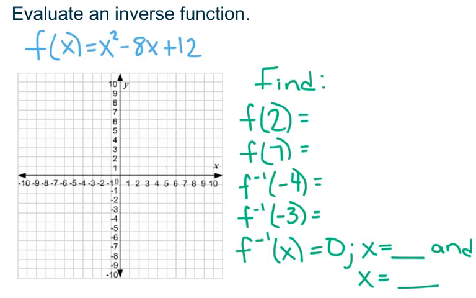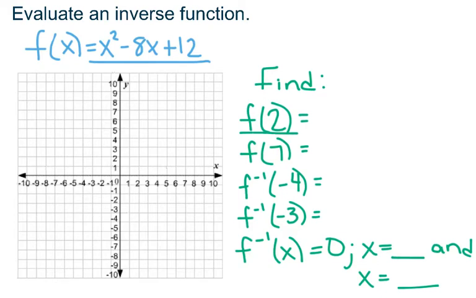And now let's look at some other stuff. So we're going to evaluate an inverse function. Okay, so I want you to pay attention. They give you this function right here. And we are going to find f of 2.